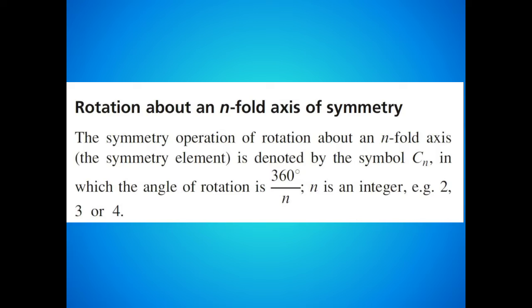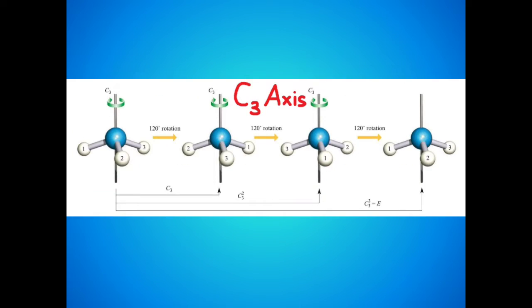Let us understand this by an example. Here you can see an example of a C3 axis. What do we mean by this? Here in the first picture you can see an ammonia molecule. This is a nitrogen and the 3 hydrogens attached to it. You pass this axis through the nitrogen and you do a 120 degree rotation.